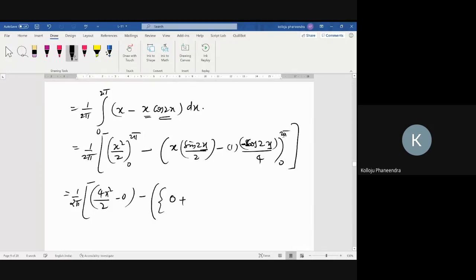In place of x, 2 pi. Cos 4 pi means positive, so 1 by 4. The upper limit is over. Coming to the lower limit 0: in place of x, 0, into something 0. Minus into minus plus. Cos 0 value is 1, so 1 by 4. Okay, this is closed and this whole is closed.